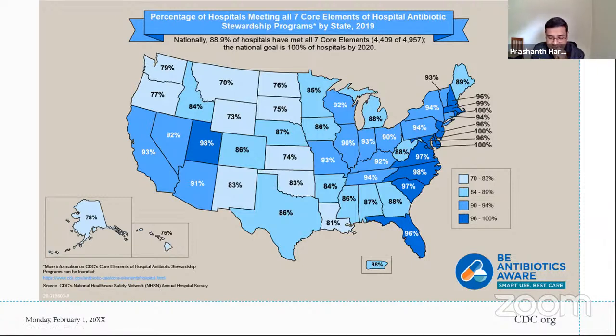Actually, I was reading one interesting article last night, asking who prescribes the maximum number of antibiotics in the world. Was it the English? Was it the Americans? Was it the Australians? Was it the Japanese? And alarmingly, the US prescribes twice the number of antibiotics in an outpatient setting.